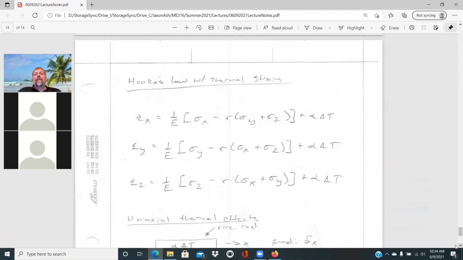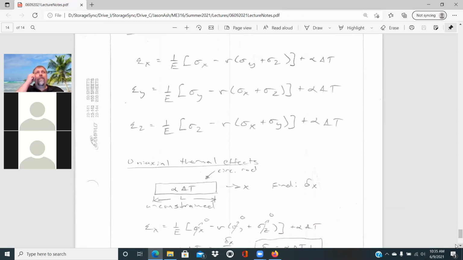The nice thing about Hooke's law and thermal strains is all we have to do is add an alpha delta T to all three of those expressions. And we can then take into account those thermal effects as well. And so it doesn't really change things significantly to take into account thermal effects. And you could go through examples just like the one we just went over. And if we added delta T to that, we could take that into account as well in solving our sigma y value.